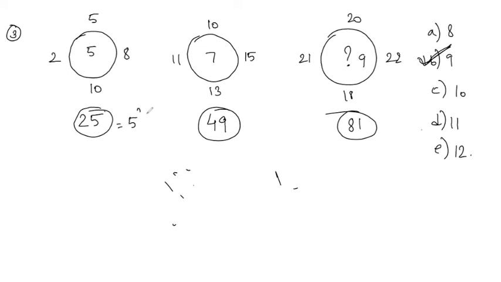25 is 5 square. 49 is 7 square. So 81 is 9 square. Yes. So the same, the even number circle inside you should get. So 7, 7, 9. So the circle inside is 9. Correct. 9 is the correct answer.